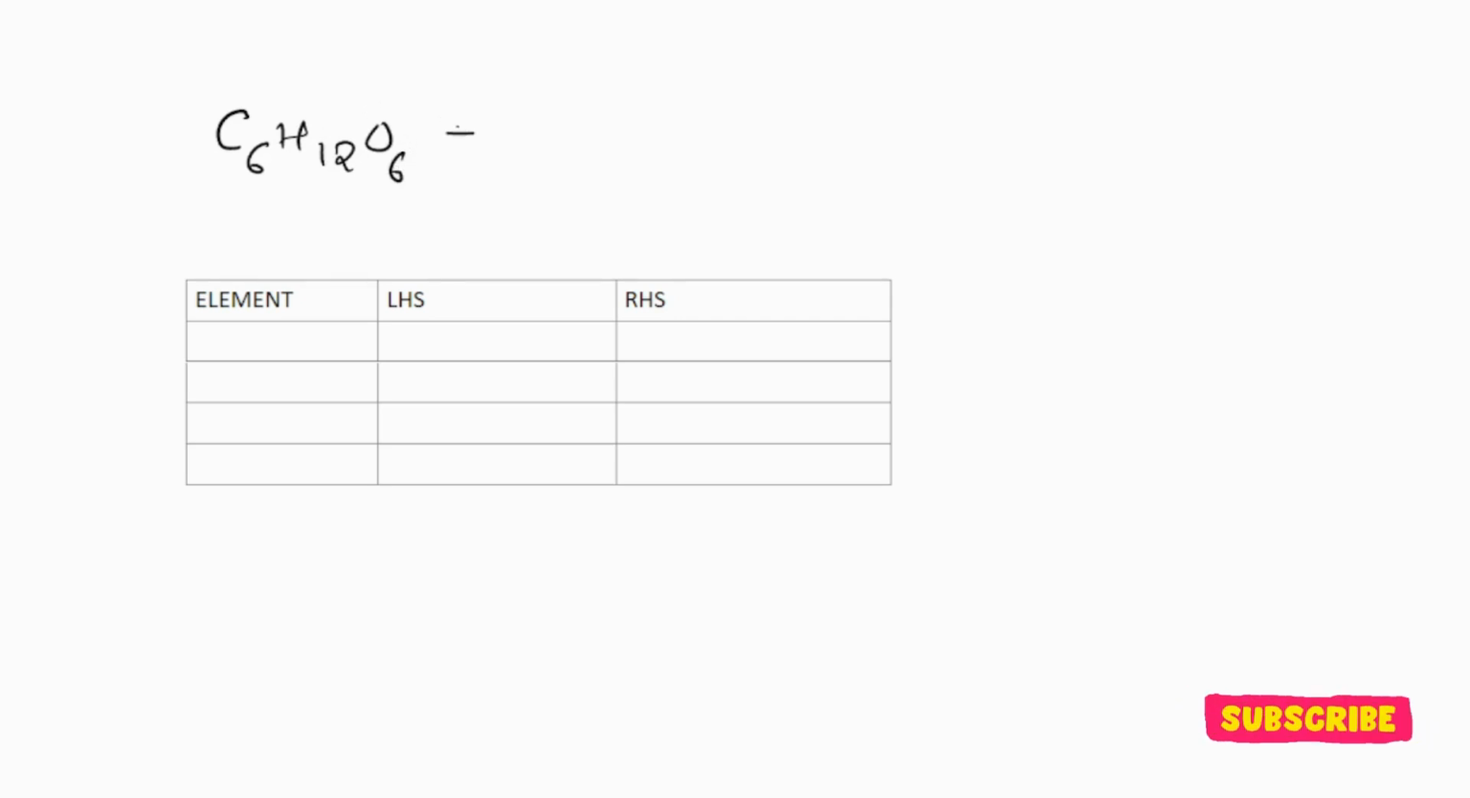C6H12O6 plus oxygen, which gives me carbon dioxide plus water plus energy. Now let us write down the elements: carbon, hydrogen and oxygen. Only 3 elements are present on left hand side and right hand side.